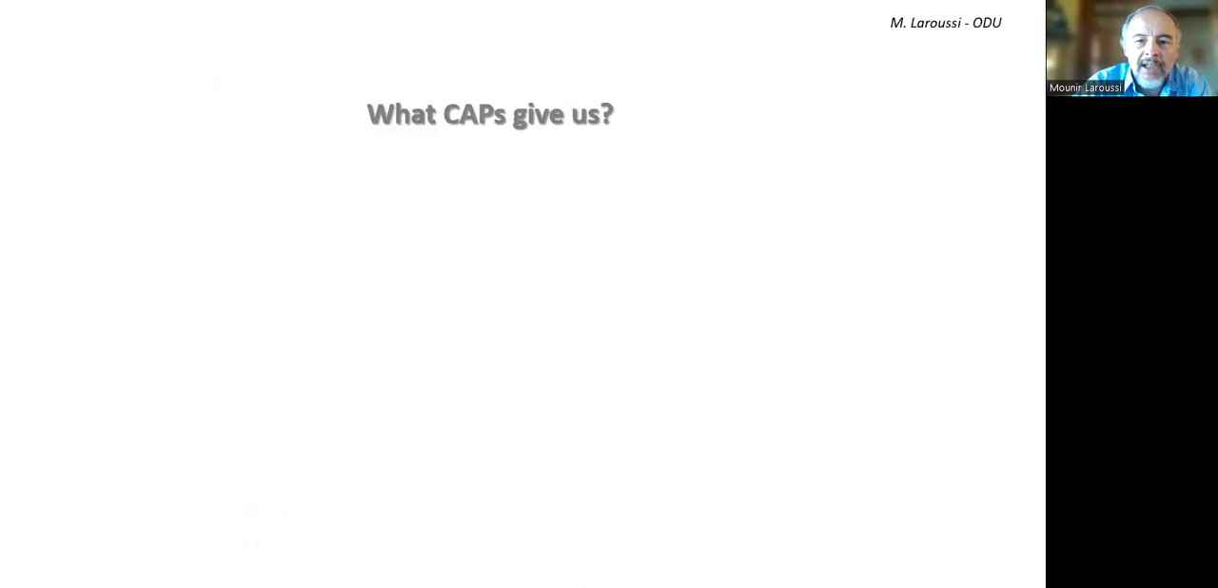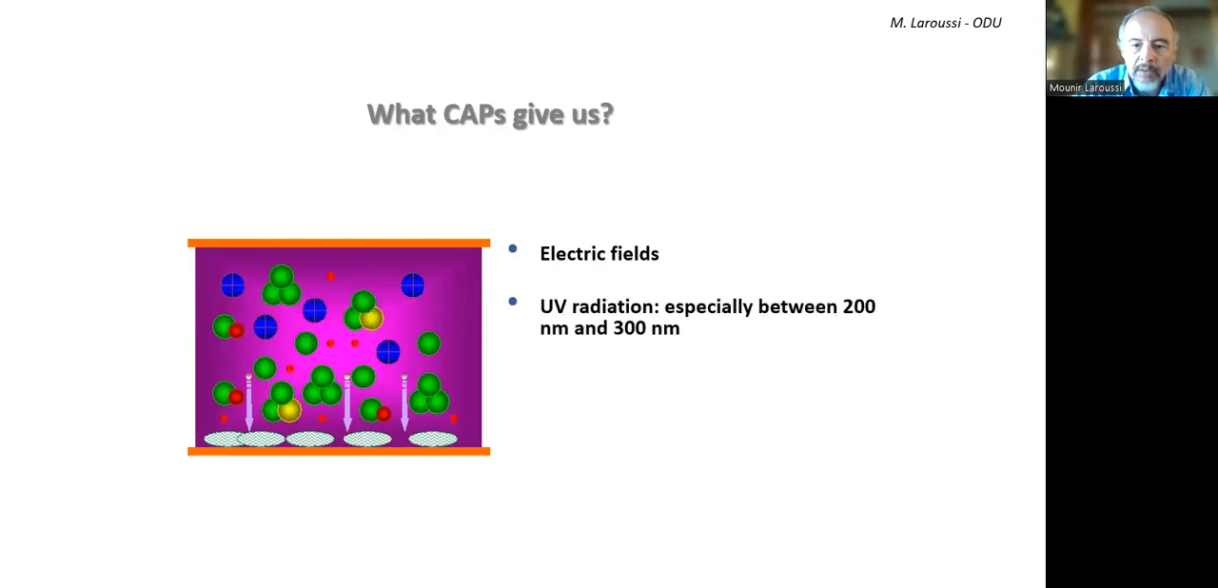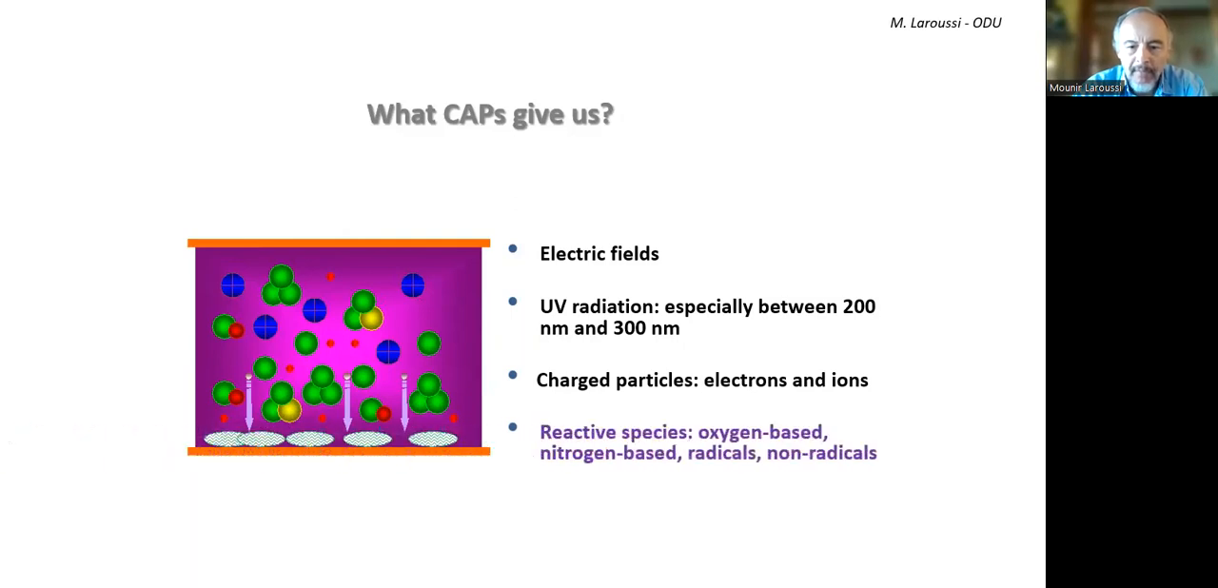So what's in cold atmospheric plasmas? What's in them that's useful for us? Since we usually apply a high potential between electrodes, we're going to have electric fields, and we have UV emission that we have to look out for. We have, of course, charged particles, since we have the plasma, negatively charged and positively charged. And of course, we have reactive species, including oxygen-based and nitrogen-based, and radicals and non-radicals.